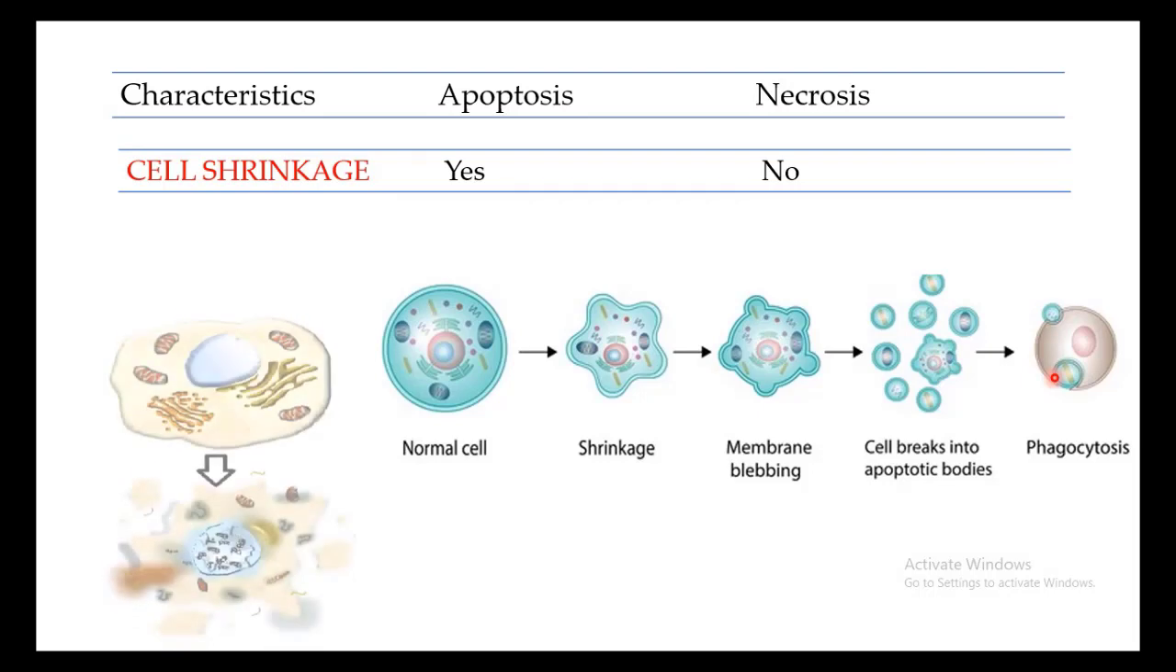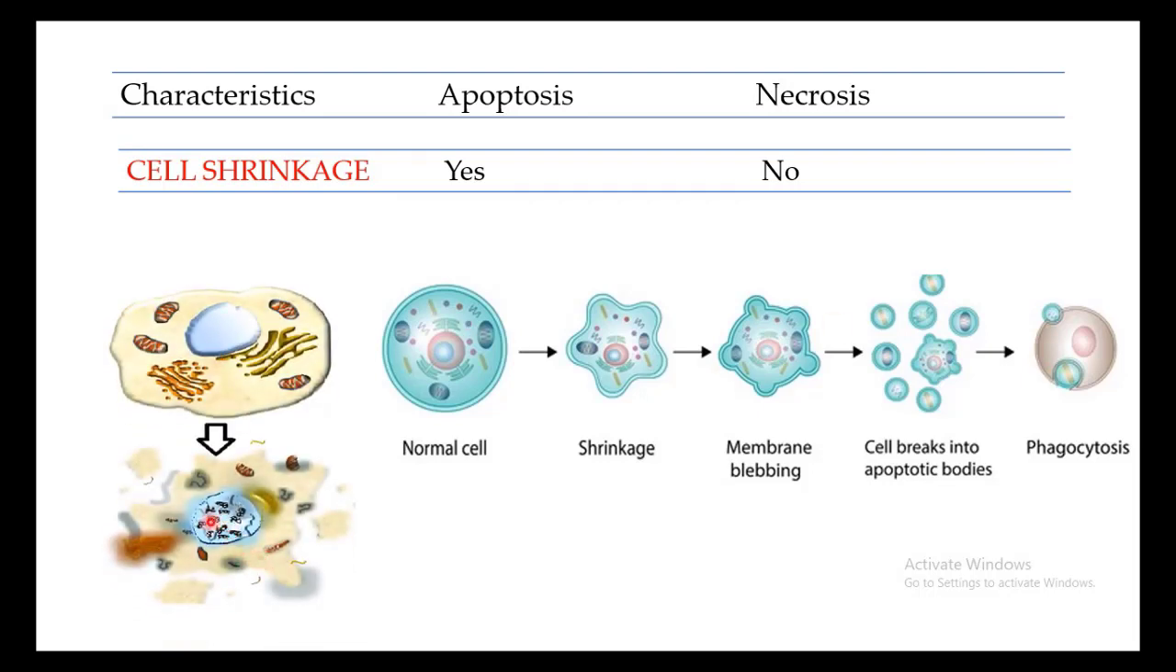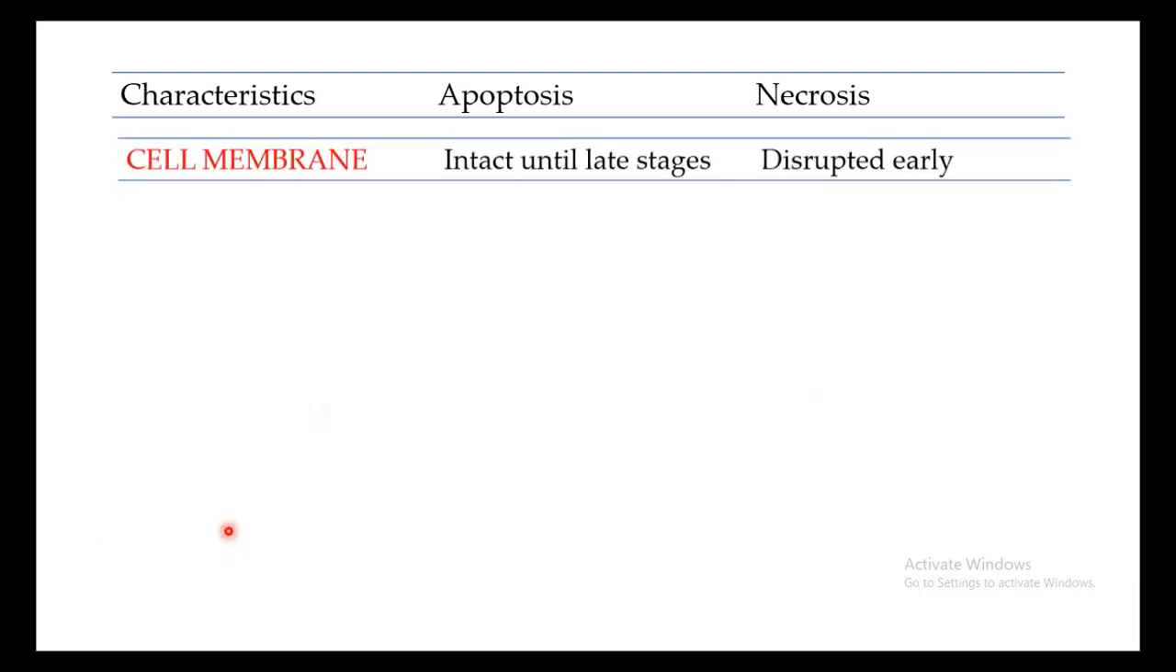When you talk about a cell going through the process of necrosis, as you can see over here, you do not see any kind of cell shrinkage. It just bursts up and it spills everything around, affecting the surrounding tissue. Another important difference between the two is, as you have seen in the last image, that in the process of apoptosis, the cell membrane is intact until the late stages, and in the process of necrosis, that is disrupted very early, because in the process of apoptosis, you see the cell shrinkage. In the process of necrosis, that is absent.